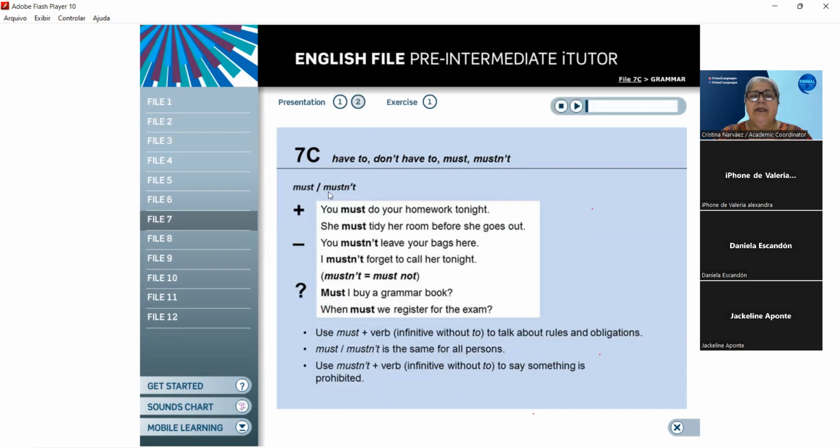Ahora, must y mustn't. Mustn't. Hay un T ahí que es silencioso. Mustn't. ¿Ok? El primero. Please listen and repeat. You must do your homework tonight. Must do, no, you must do. Cuando hay un T y un D juntos, no se pueden pronunciar los dos. ¿Okay? You must do. ¿Estamos? You must do your homework tonight.